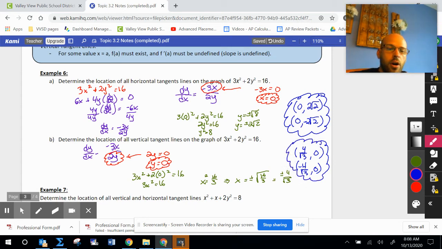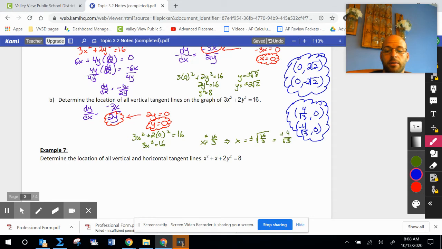So just recall, horizontal tangents are where the slope is 0. If you have a fraction, your slope is always going to be 0 when the numerator is 0. Vertical tangents are when my slope is undefined. So if I have a fraction, it's going to be where my denominator is 0.